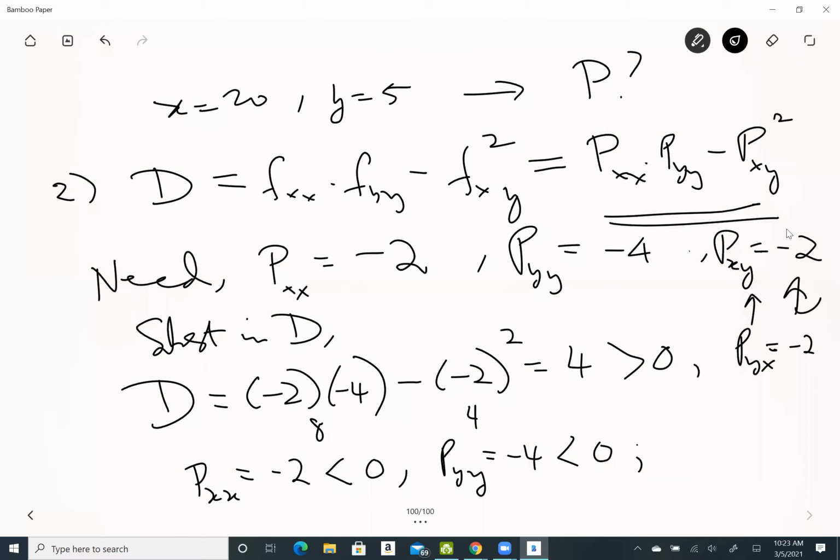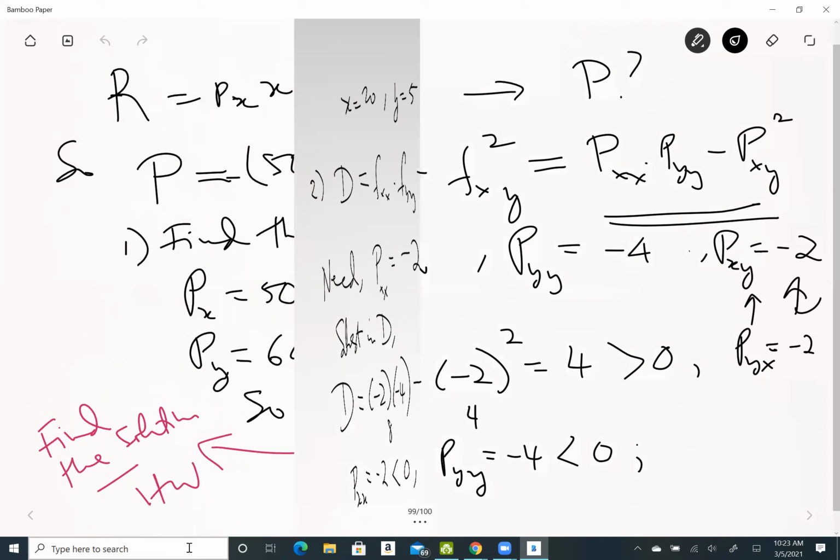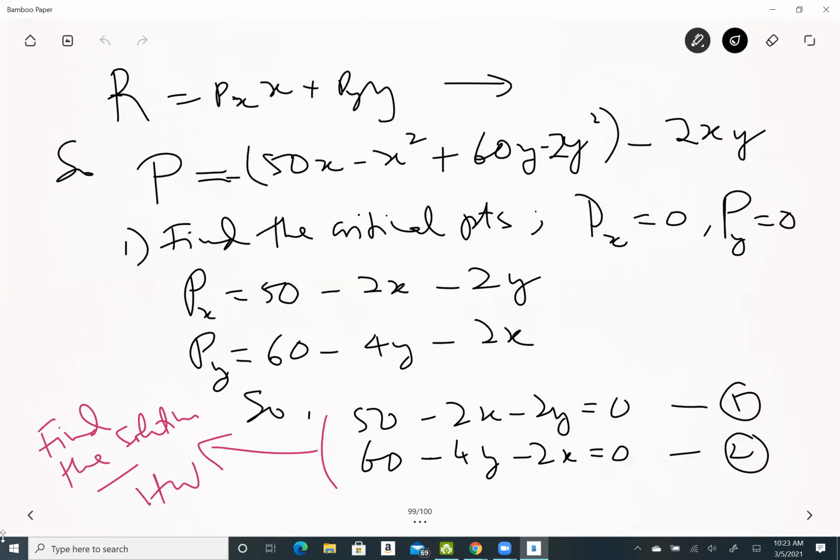So substitute back into the profit function, we get what? We get the maximum profit as 650. I didn't realize that the unit for the profit is not in dollars. It is in thousands of dollars. So I missed that. So go back to the beginning.